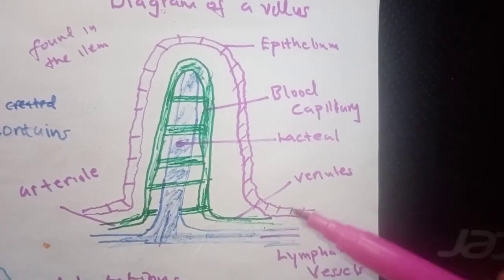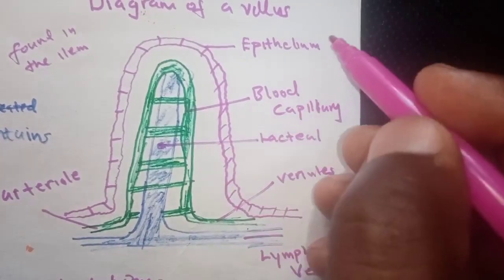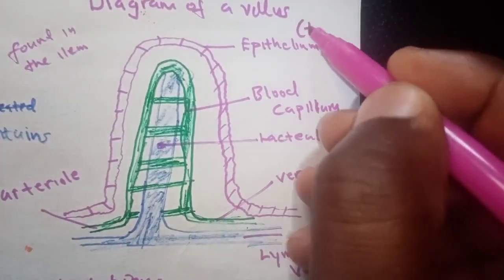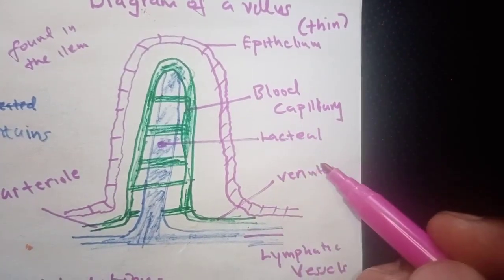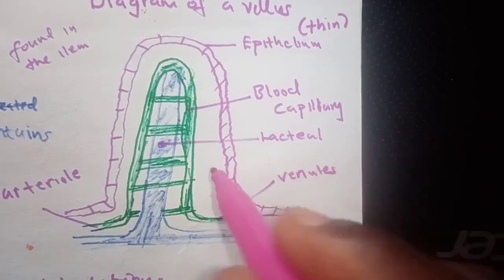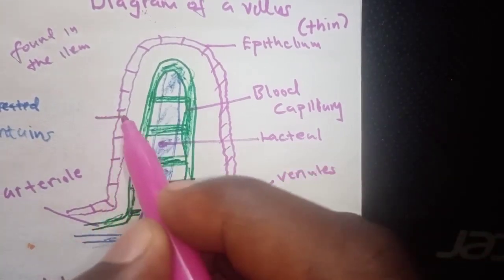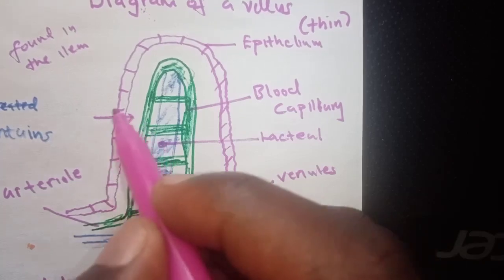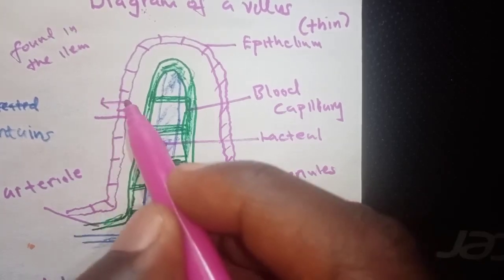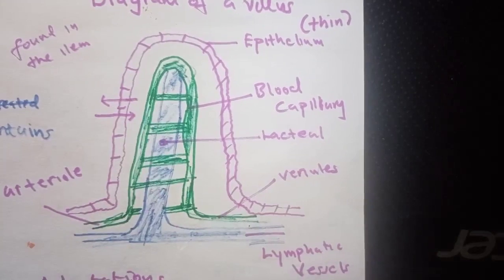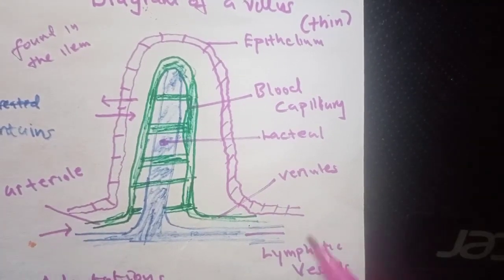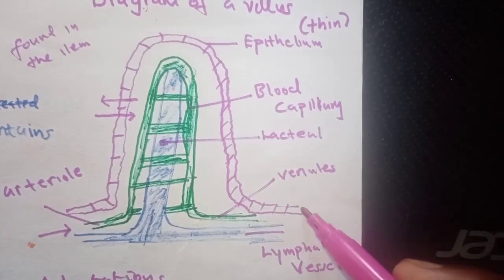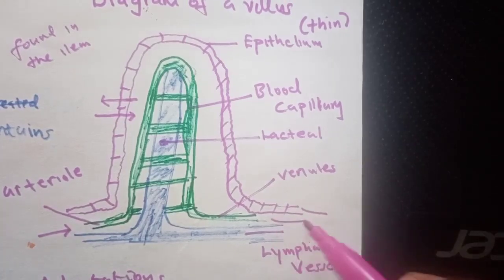We said it has an epithelium which is thin. It is very thin, which increases diffusion and so increases absorption. It is so thin that structures are able to move to and fro. We have the arterial blood coming in here, and the venous blood from the venules going out here.